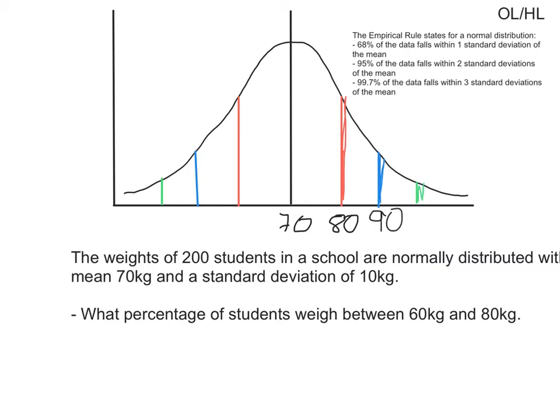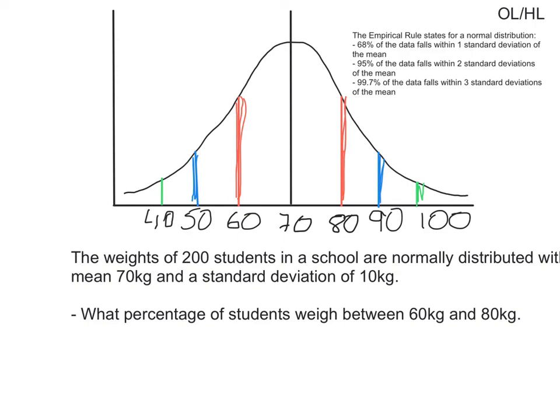Then we move on to the green line. This is the mean plus 3 standard deviations, so that'll give us 100. Working backwards, this red line here is the mean minus 1 standard deviation. So 70 minus 1 times 10 is minus 10. 70 minus 10 will give us 60. This blue line here is the mean of 70 minus 2 standard deviations of 10. That gives us 50. And the last green line represents the mean minus 3 standard deviations.